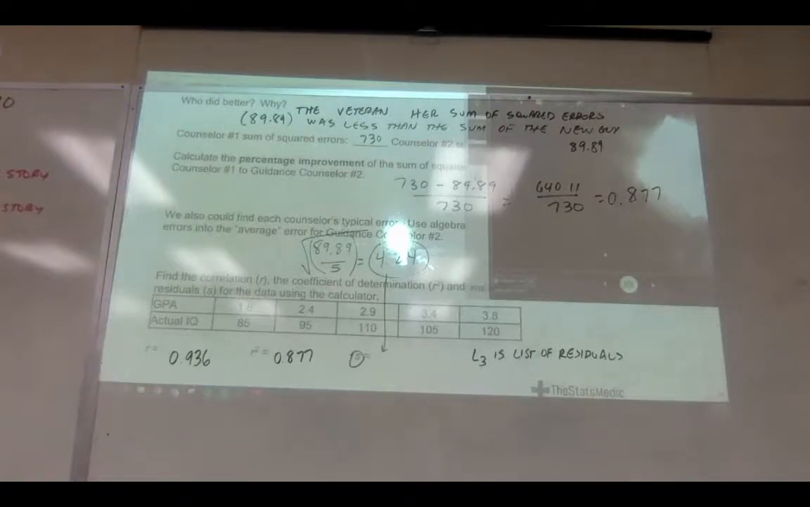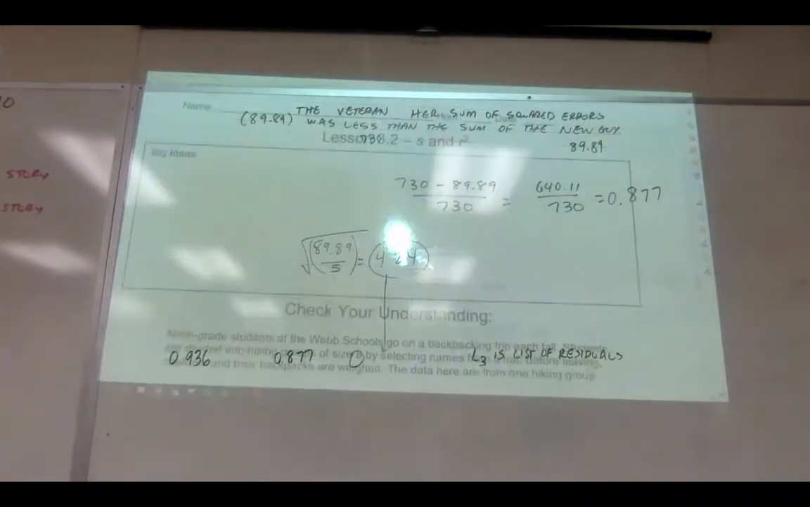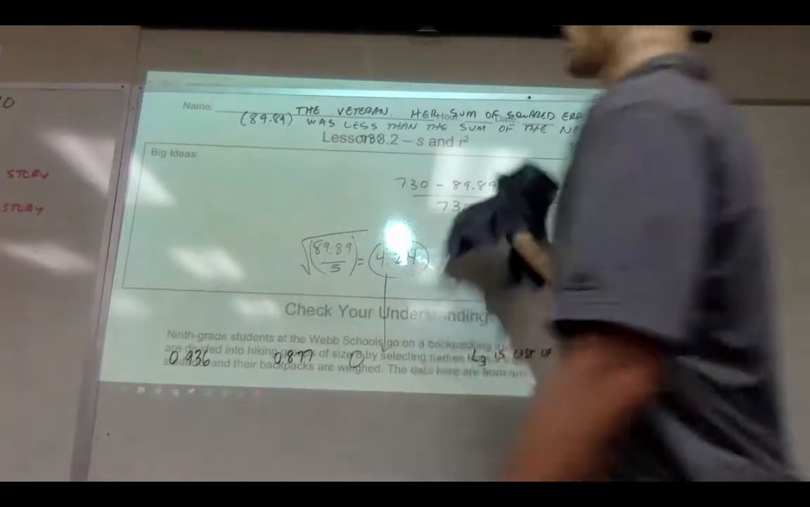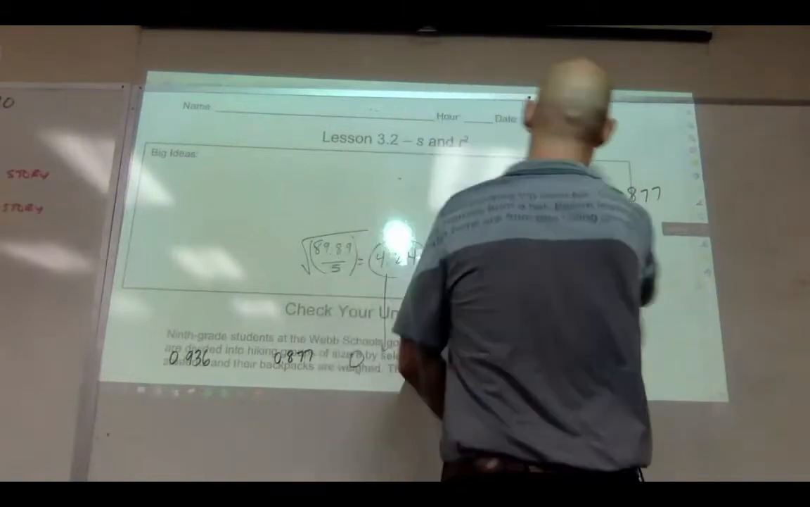What did we just measure? The typical error for a student, for one student. What does the standard deviation measure? Just a little review here. How much a data value typically varies from the mean, right? And so our error typically varies from the mean of the errors by 4.24.